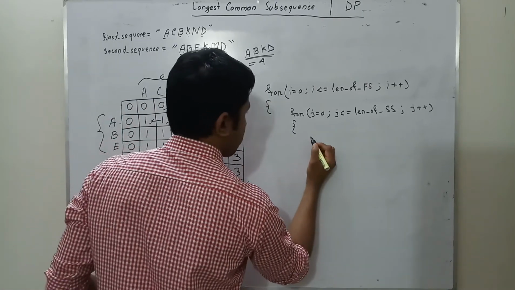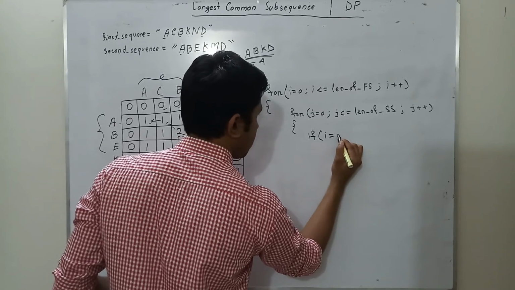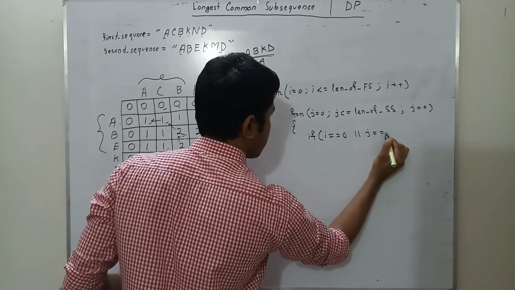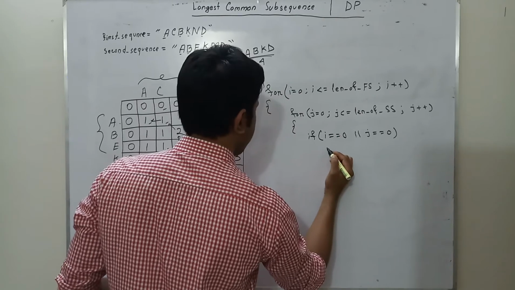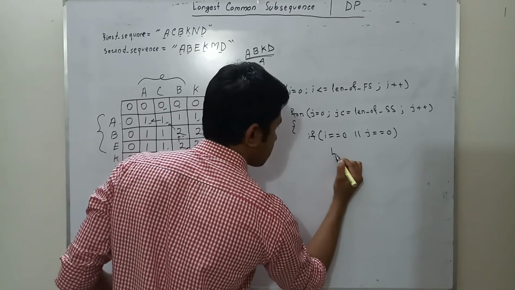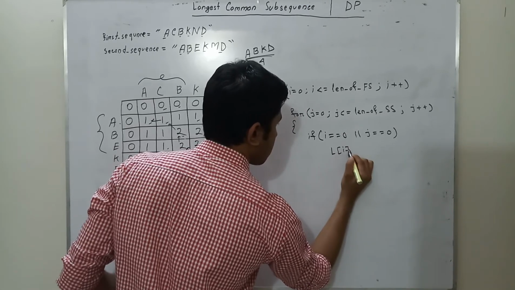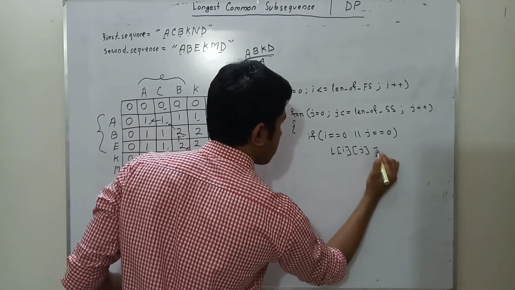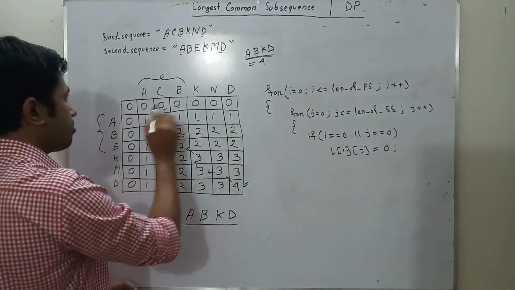Now we will check our base cases. If i equal 0 or j equal 0. So if we represent the table for longest common subsequence as L, then L[i][j] equal zero. This will cover our base cases.